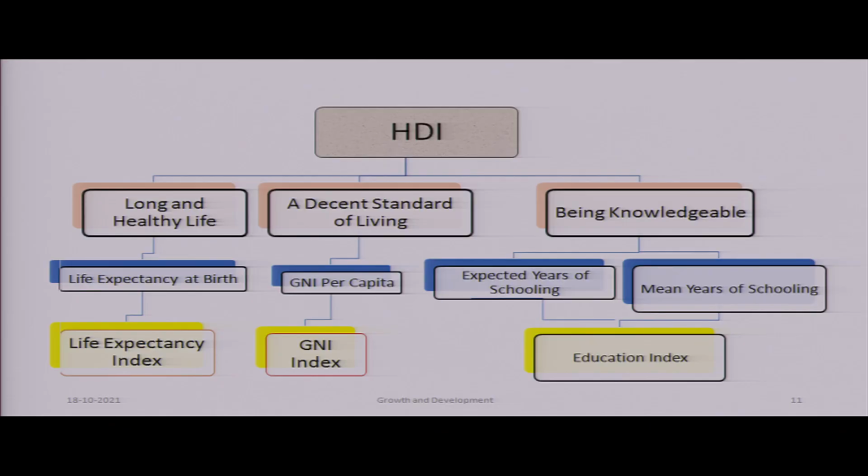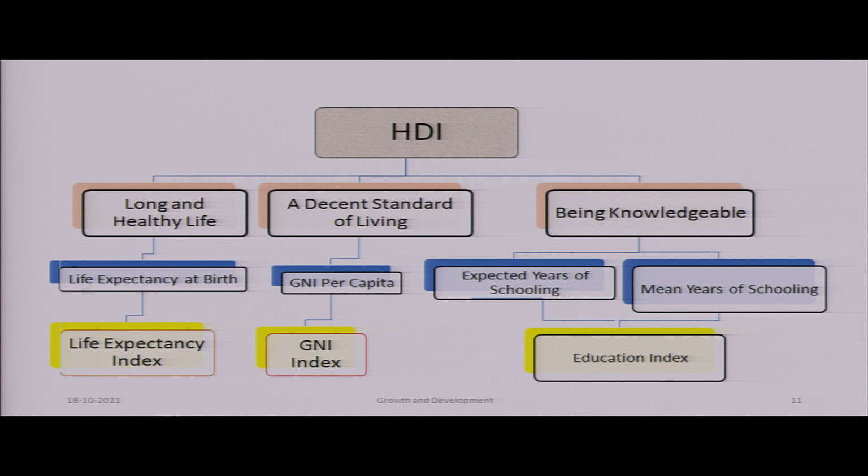In the next slide, we are going to look at how these three indices have been calculated. So all these three dimensions of HDI: for long and healthy life, we look at the life expectancy at birth, and that life expectancy at birth for the population gets converted into the life expectancy index. The second component was a decent standard of living. That decent standard of living comes straight away with gross national income per capita.